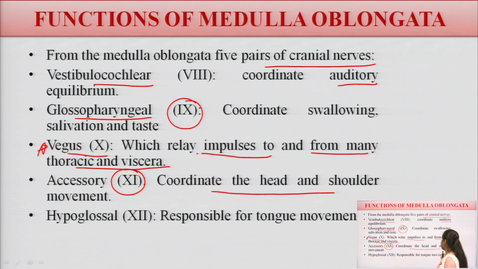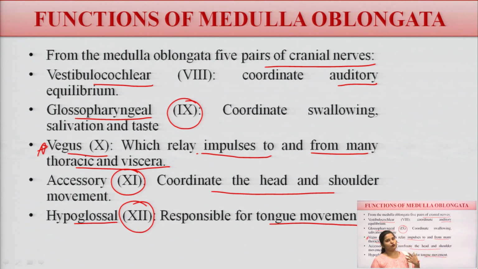It coordinates with the head and shoulder movements. So, cranial nerve number 11, that is the accessory nerve, coordinates with the head and the shoulder for the movement process. Now, the last one is the hypoglossal, which is cranial nerve number 12, which is responsible for tongue movement. Whenever a person speaks, there is a movement of the tongue.